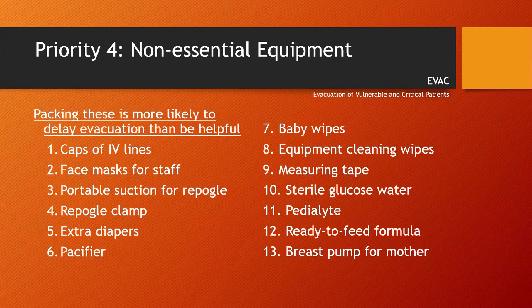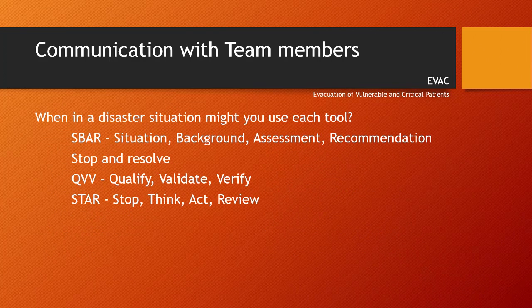The different types of communication tools that you might use in disaster include SBAR, or Situation, Background, Assessment, Recommendation, QVV, or Qualify, Validate, Verify, Stop and Resolve, STAR, or Stop, Think, Act, Review. A specific example of using a communication tool like SBAR is if you are asked about your status.